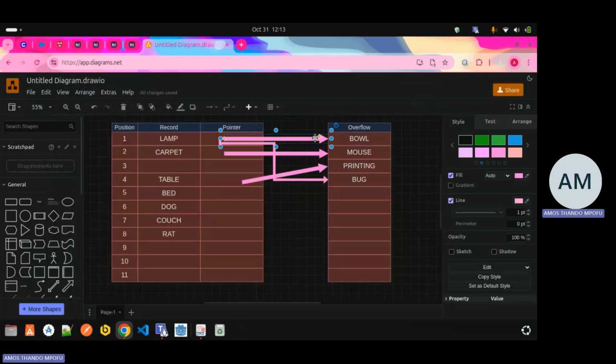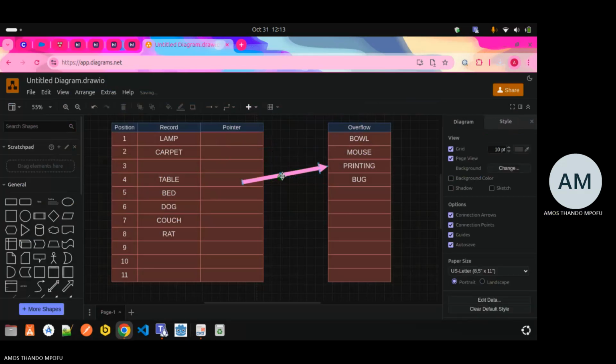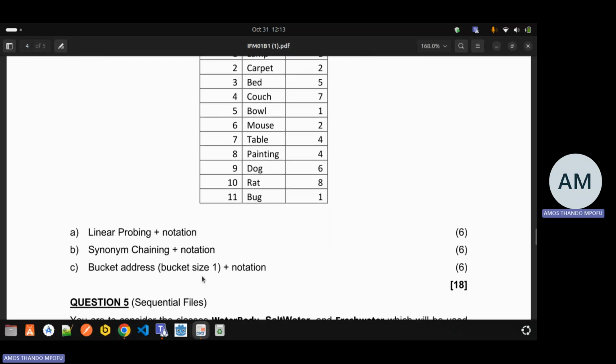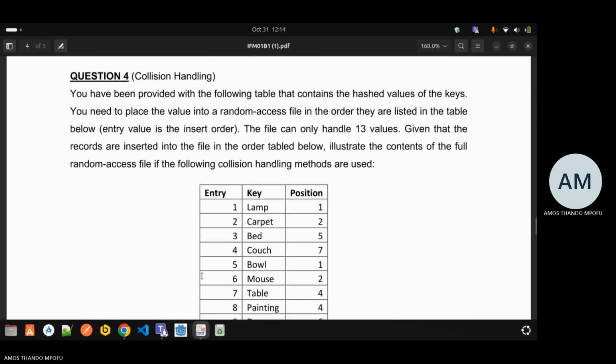So yeah, so now we need to do the whole bucket thingy. So the bucket, right? It's buckets. You're gonna have buckets, right? So I'm gonna have bucket size. Remember, it depends on the bucket size, right? So the file can only handle 18 values, given that the records are inserted in the file below.